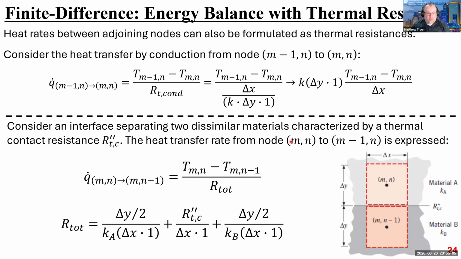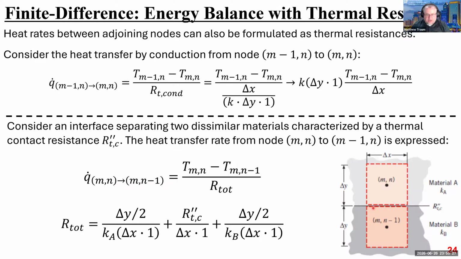The heat transfer rate from node (m, n) to (m, n-1) is expressed as, right? So here I've got my two nodes. I've got this node transferring heat to this node. Yep, that's what this arrow implies. And so it's just this temperature minus this temperature divided by whatever resistance exists between them.